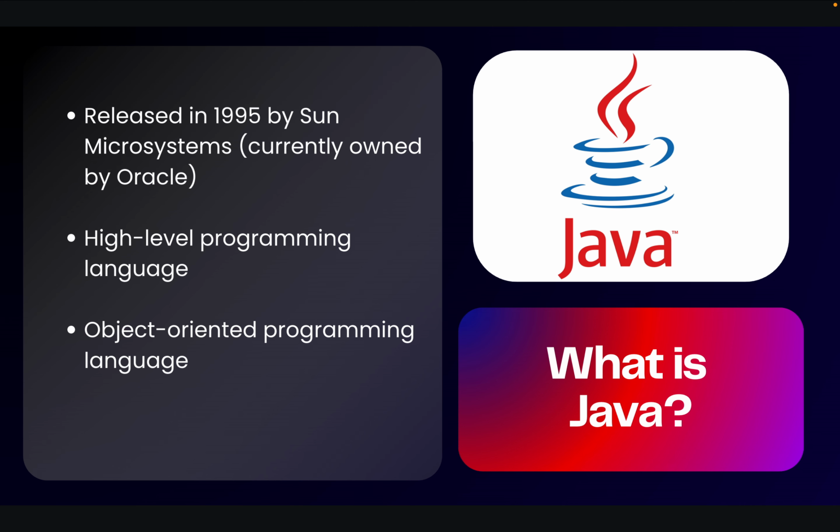So what exactly is Java? Java is what we consider a high-level programming language, and it's currently owned by Oracle. If you've heard of the company Oracle, they are the ones that currently own Java. They bought it from another company, Sun Microsystems, but Oracle is the one responsible for Java now. You can also consider it an object-oriented programming language, which we will get into a little later on.